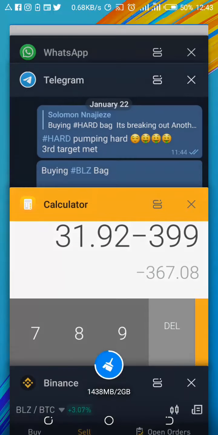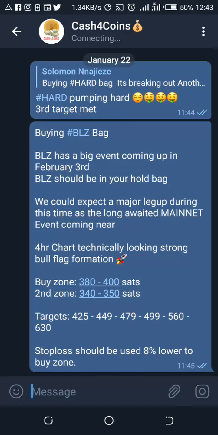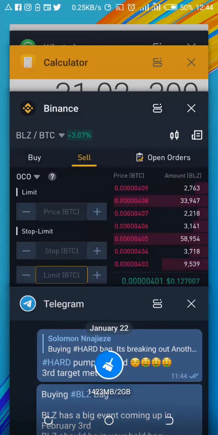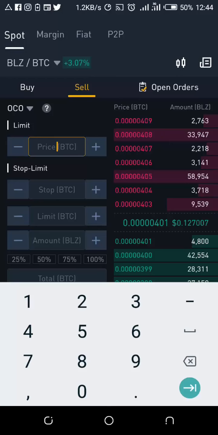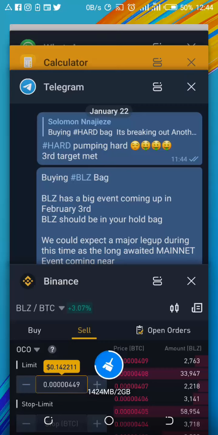So let's check. First target is 425, right? As you can see, the first target is 425. Okay, let us use 449 as the take profit, instead of using the first target. Let's use 449. So we come back here and say if the price reaches 0. Make sure that this is up to 8 decimal places. 449, right? That's it.